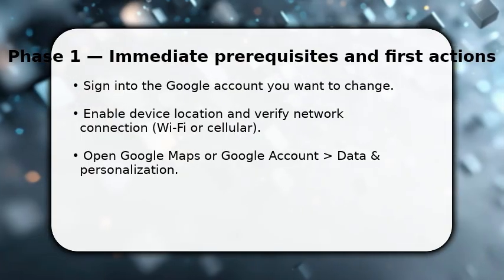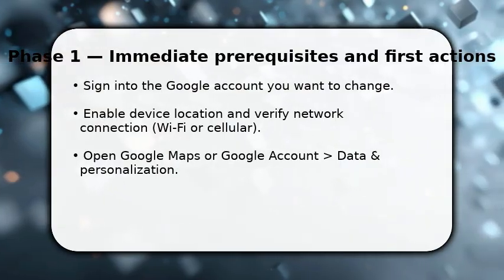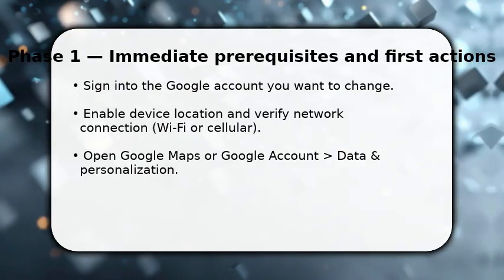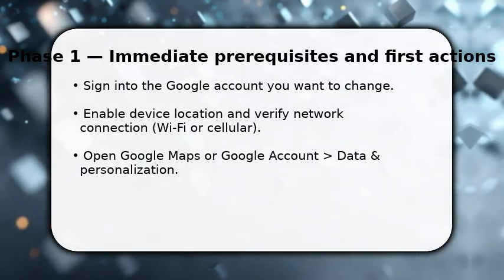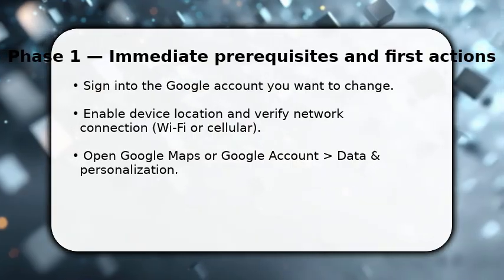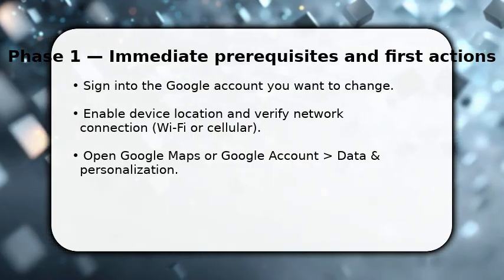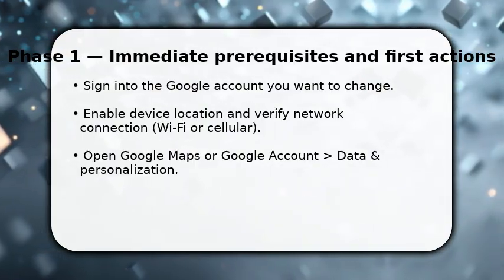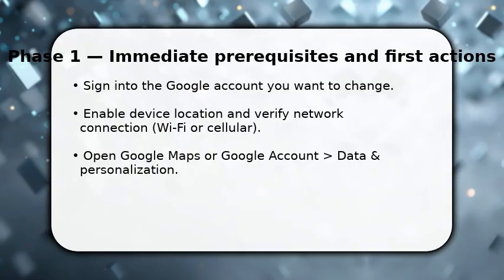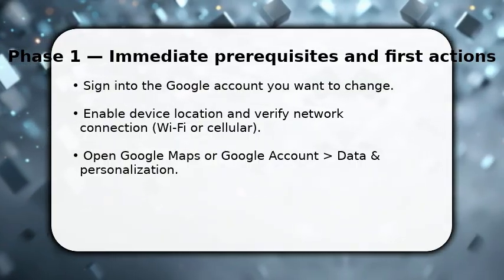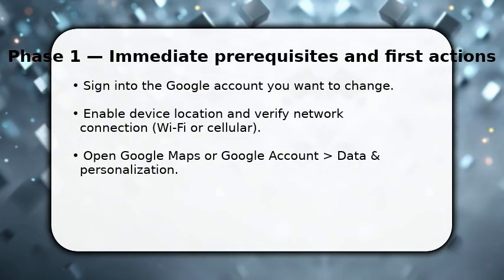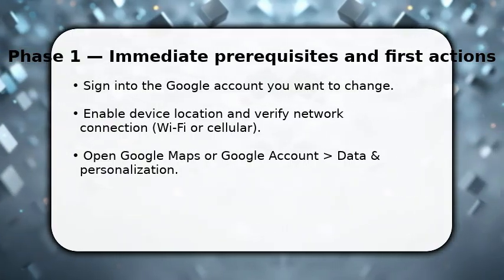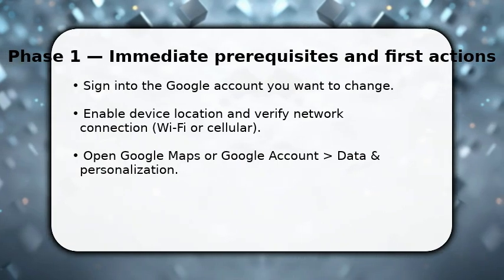You start by signing into the Google account you'll modify, because settings apply per account. Next, make sure device location is enabled so Google can accept a new location, and turn on Wi-Fi or cellular for accuracy. Open Google Maps or go to Account Settings under Data and Personalization to access location controls. Once there, tap Location History or Location Sharing to begin. This is the first actionable step that lets you tell Google where you want services to read your position.